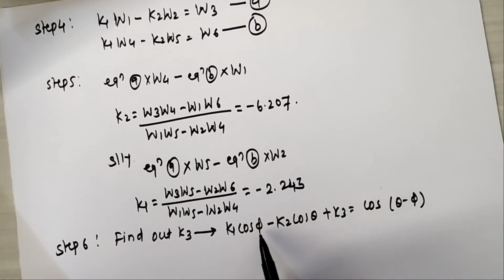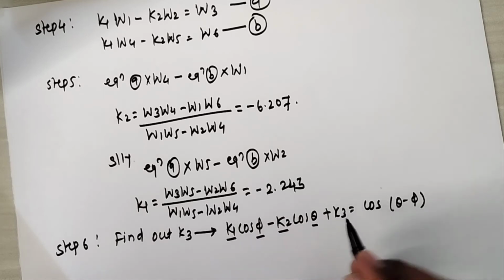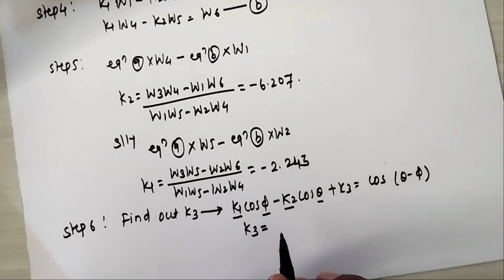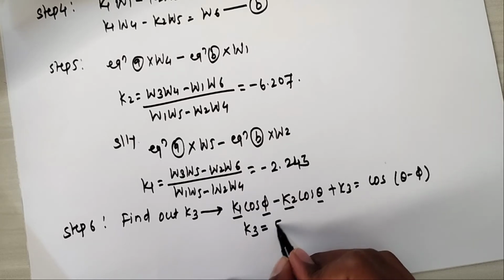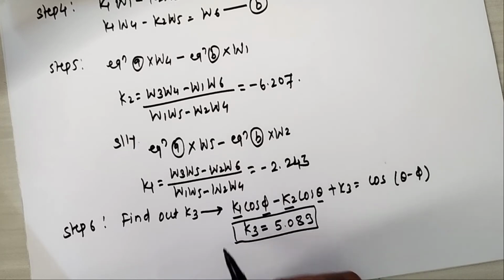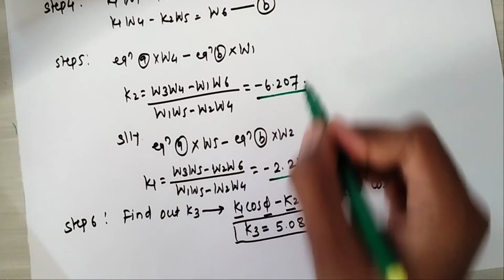So in this case put the values of phi and theta, K1 and K2, so that we will obtain K3. By solving this, as theta is known, phi is known, K1 and K2 are known, we get K3. Unknown is only K3, and hence K3 by solving this equation is 5.089. So now we know the values of K1, K2 and K3.